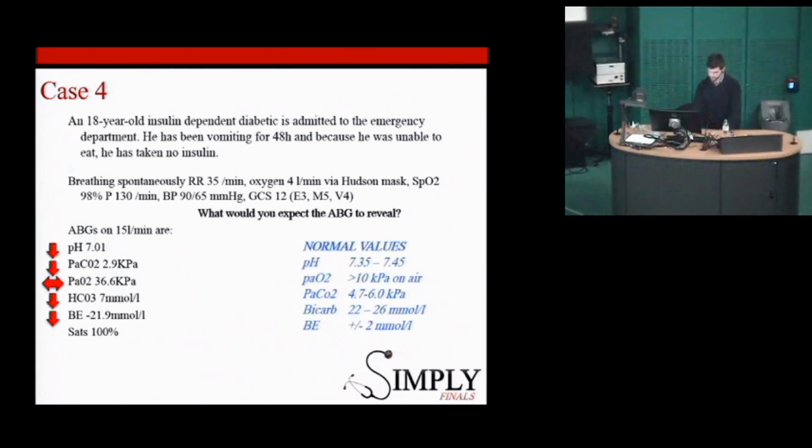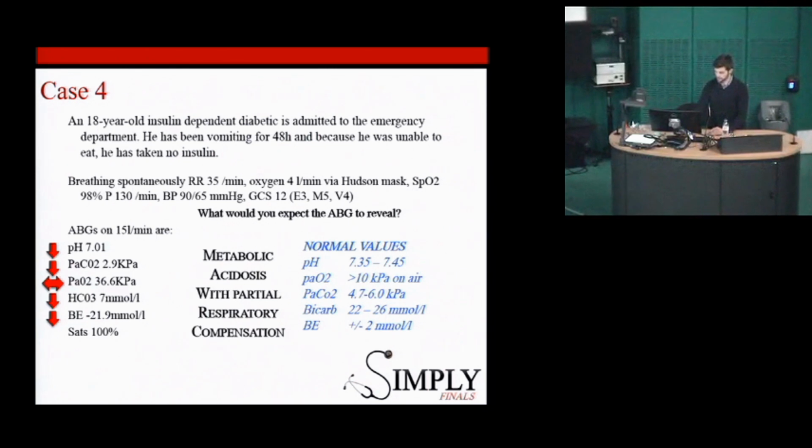Has he got any compensation? Do they usually have compensation? Yeah, with what type of breathing? Yeah, cool. So he's got respiratory. And then you'd obviously want a BM and urinary ketones.